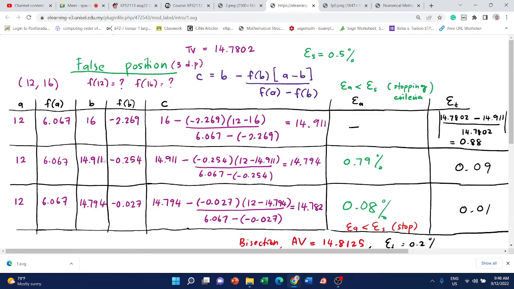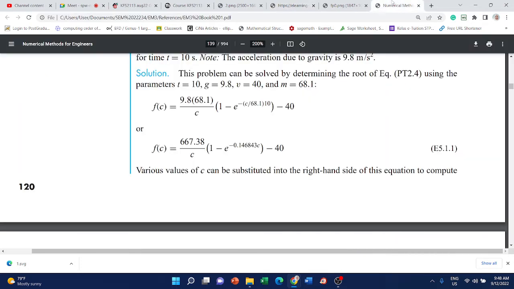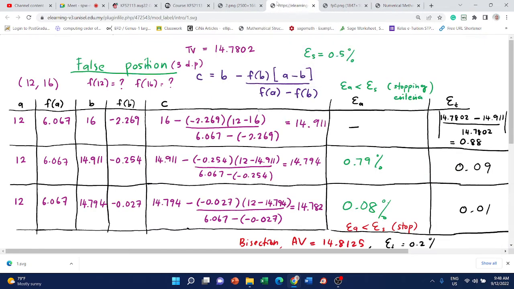F(14.911), how to compute? Okay, so this 14.911, you substitute here. That means the output will be 667.38 divided by 14.911 times the one in the bracket and then minus 40. You are supposed to get negative 0.254. Okay, so once you have all the values, you substitute into the C formula. Then you get the new value of C.